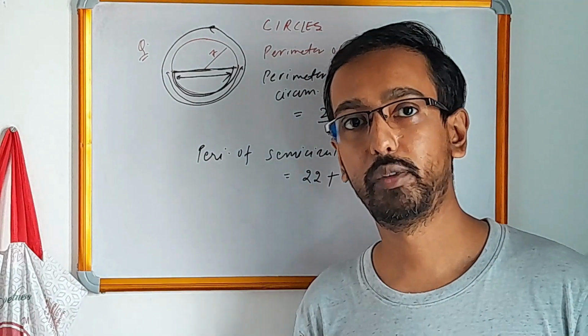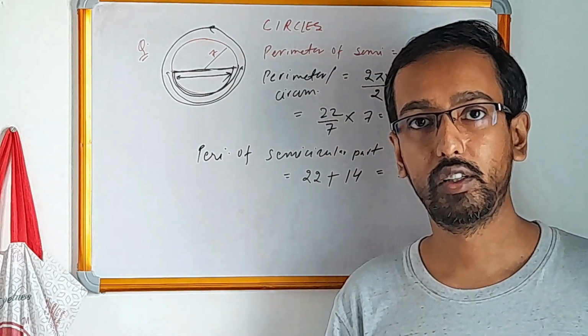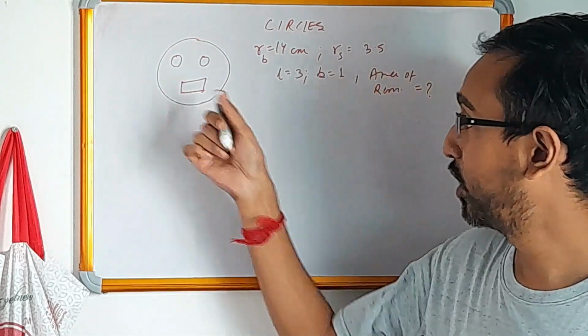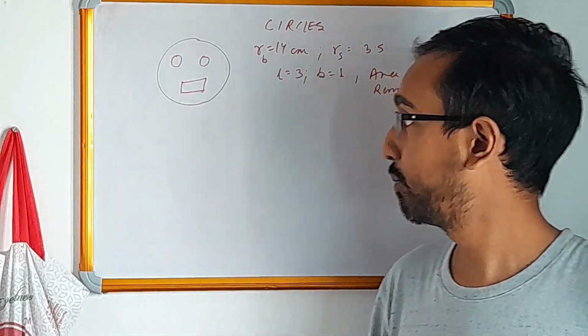This was how we solve this question. Now let's move on to our next topic. So students, here another question is given, here a big circle is given, and from here two small circles.